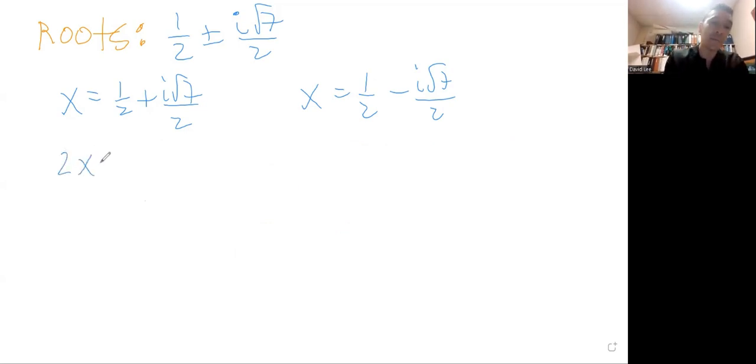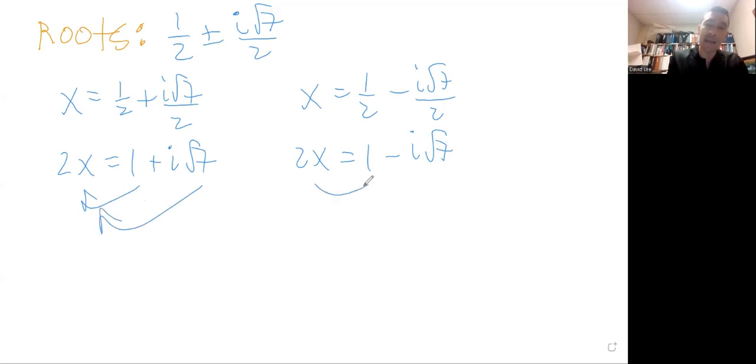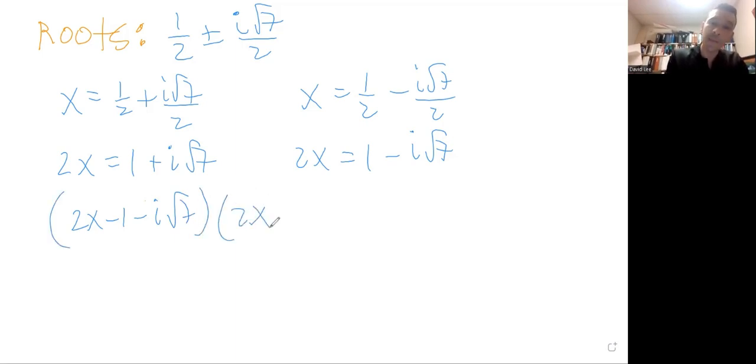It'll be 2x equals 1 plus i square root 7, and 2x equals 1 minus i square root 7. And now move everything to the side of the x's. This will give us 2x minus 1 minus i square root 7, and this other one would give us 2x minus 1 plus i square root 7.